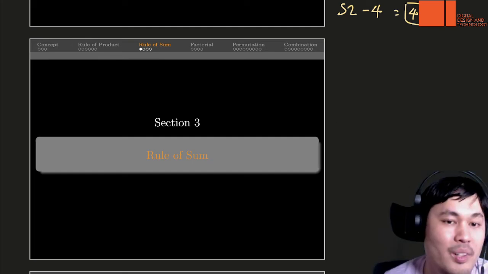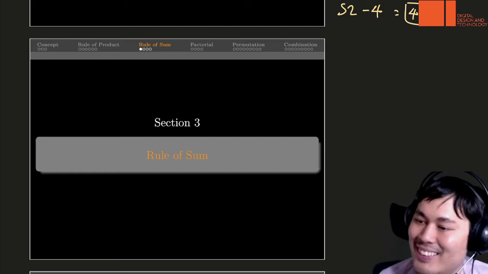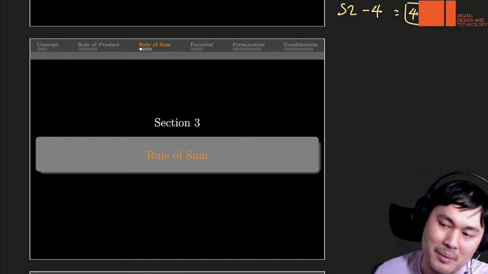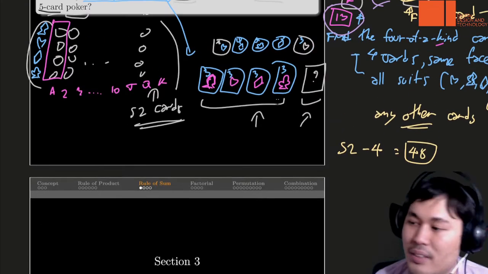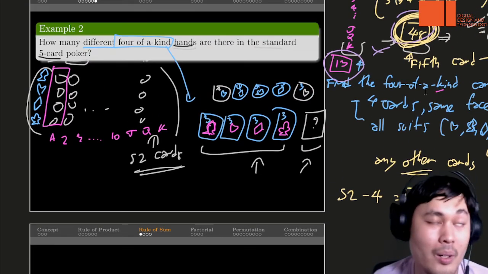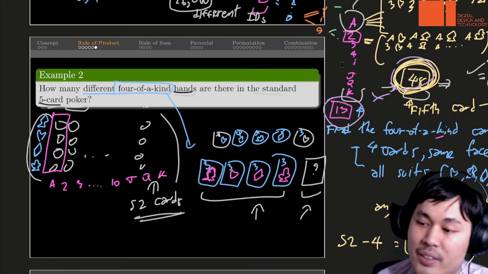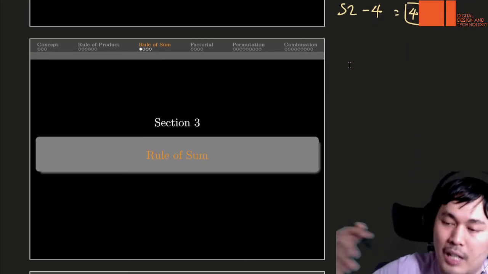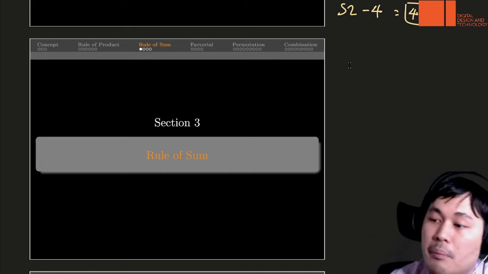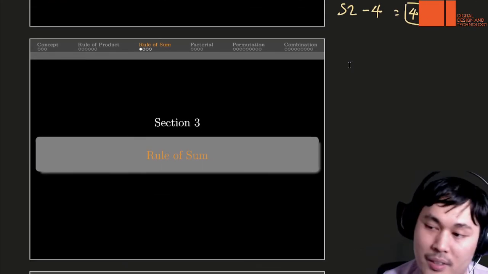In the third section, we will learn how to add. Somehow we learn how to multiply before we learn how to add, because again, multiplication is more intuitive in terms of counting. We have several tasks, and we have to do them all. Then we multiply them. And the question is, when do we add?